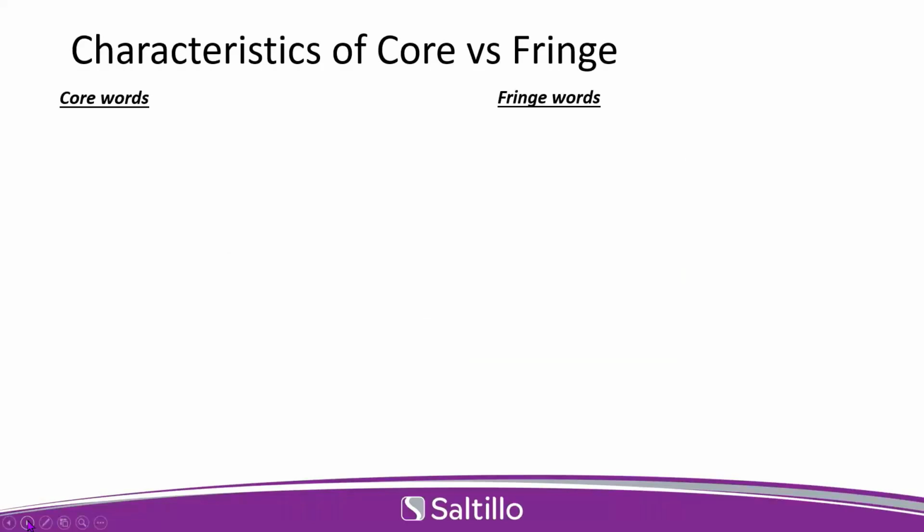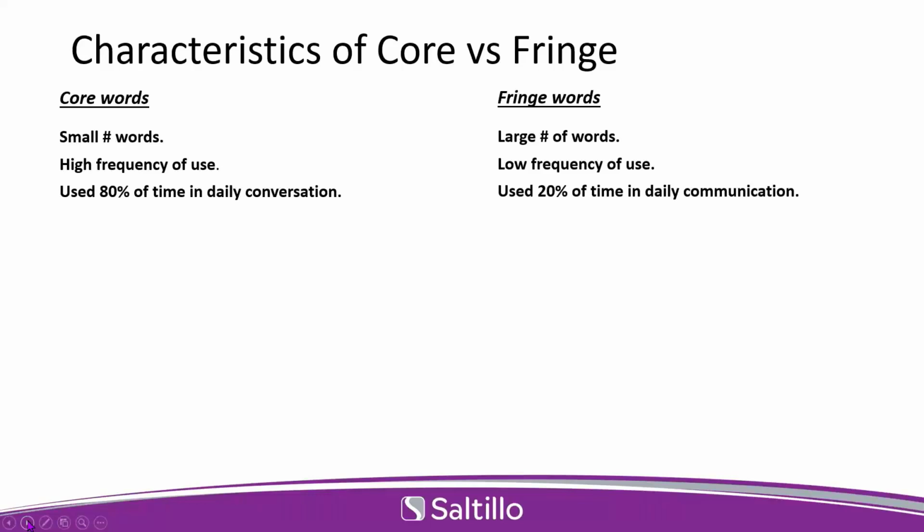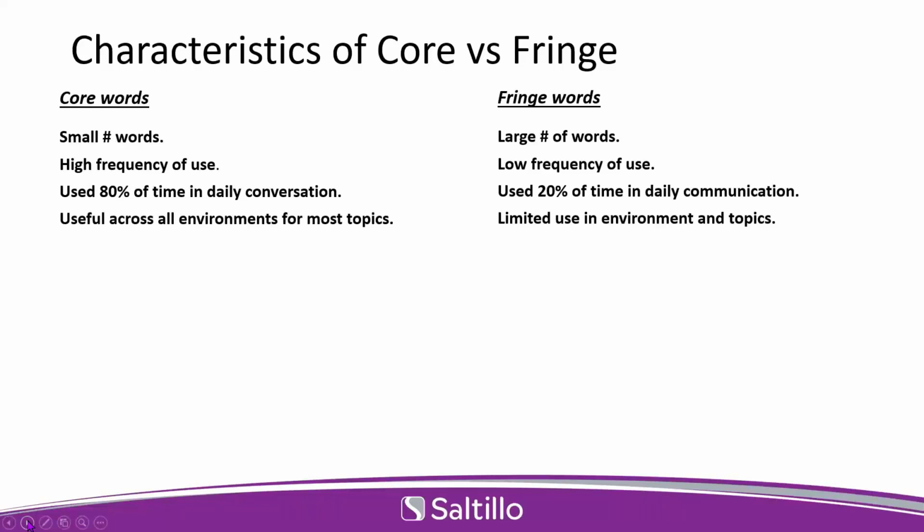So here are some characteristics of core versus fringe and what that looks like. So core words are a small number of words, whereas fringe, there are lots and lots of fringe words. Core has high frequency of use and fringe is a little bit lower frequency. Core is used 80% of the time in daily conversation, whereas fringe is used only 20% of the time in daily communication. Core is useful across all environments. Fringe, limited use in various environments and topics.